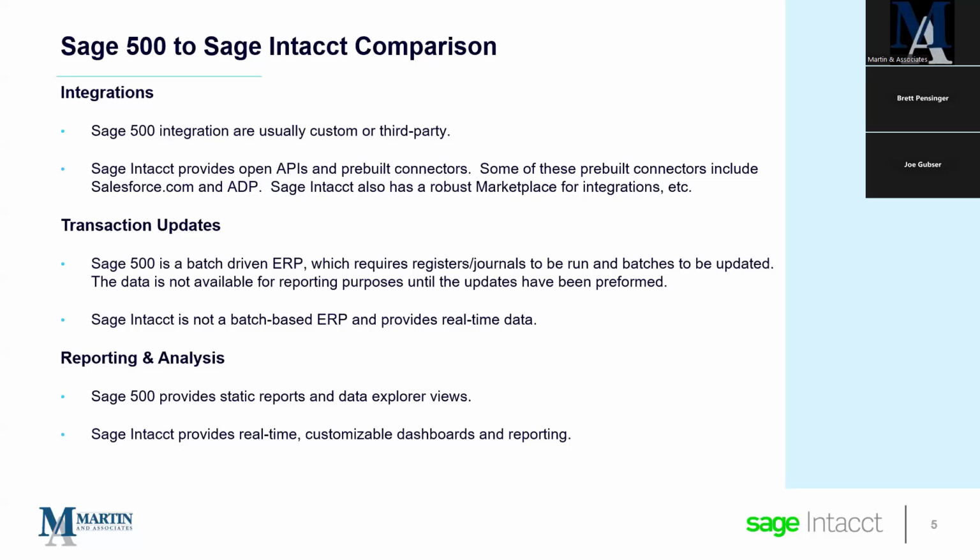Another area is the reporting and the analysis area. Sage 500 provides static reports and data explorer views to see data in the system. Sage Intacct provides real-time customizable dashboards and reporting to access your data and gives you a lot more options to kind of slice and dice your data, as we'll see here in a little bit.